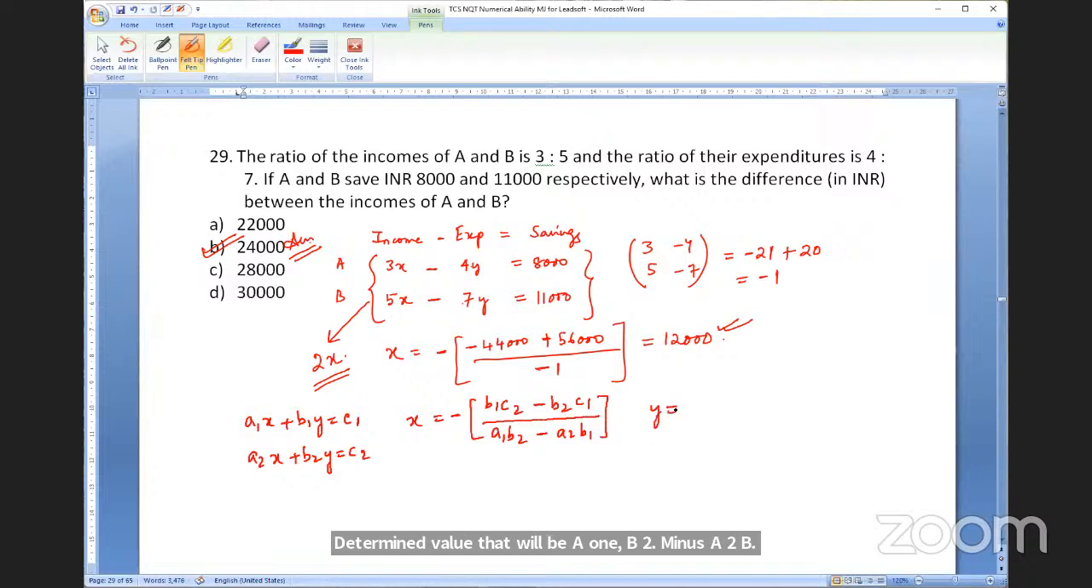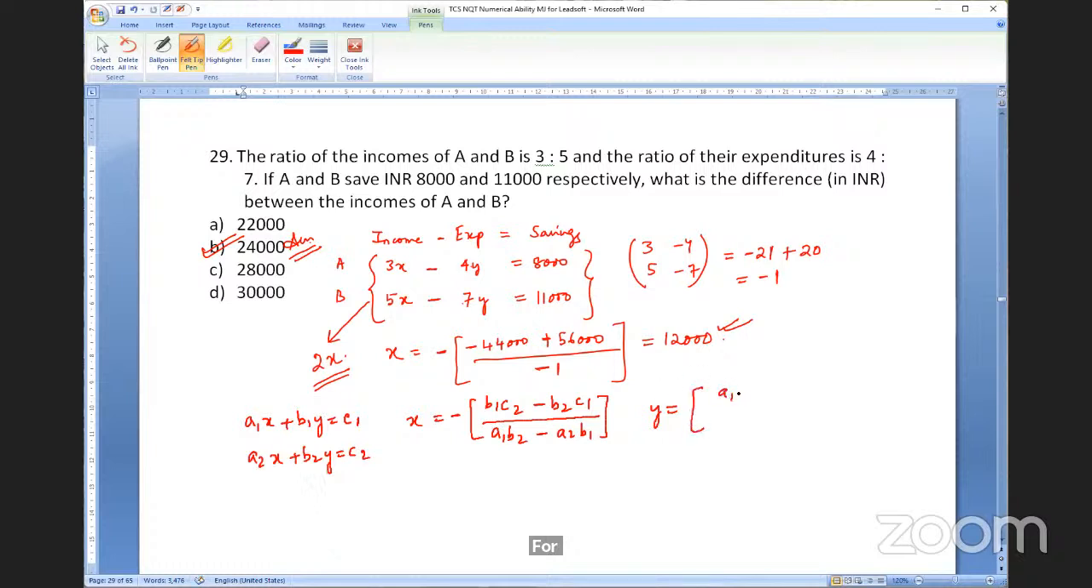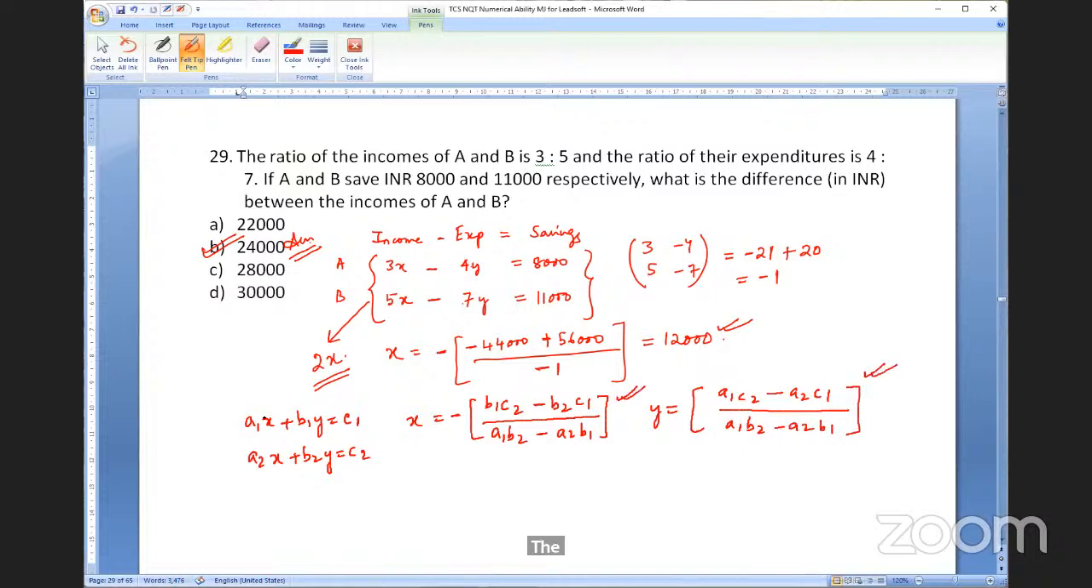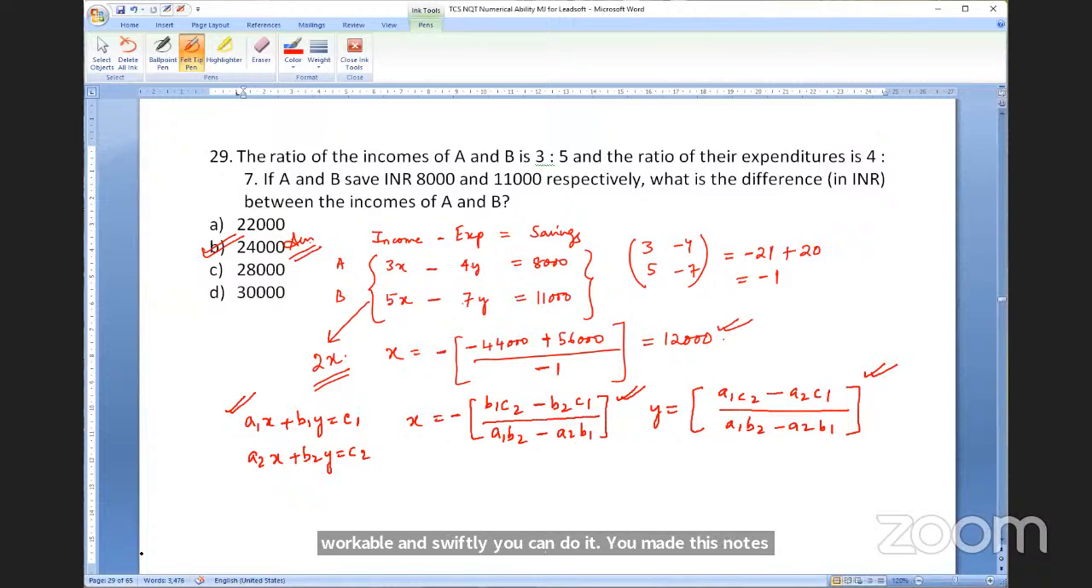For y also, value is similar, but here we don't put the minus sign and hide y. So it would be A1C2 minus A2C1 and divided by the same thing which you have divided for x. It would be A1B2 minus A2B1. It looks complicated, but it is very workable and swiftly you can do it. You make these notes properly and keep on practicing to solve simultaneous equations.